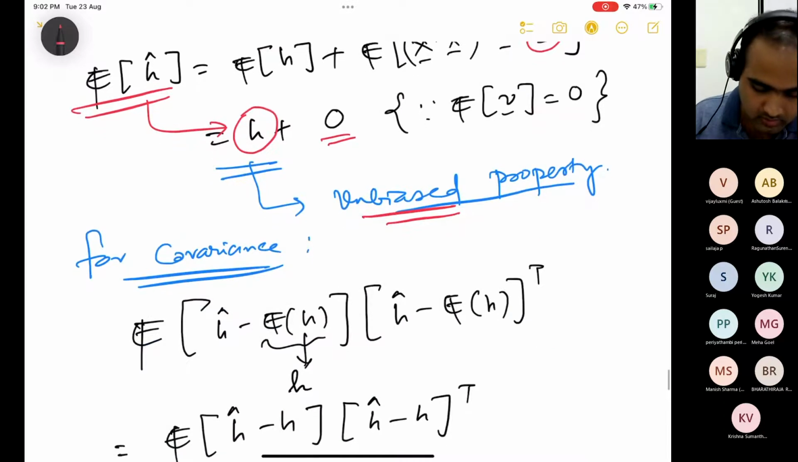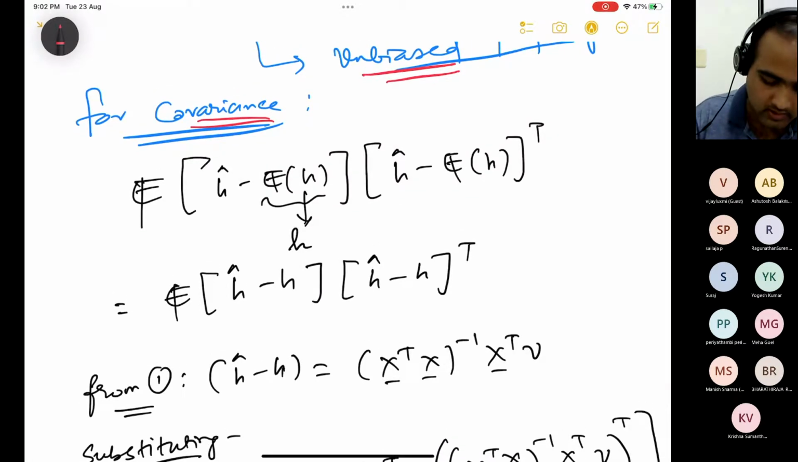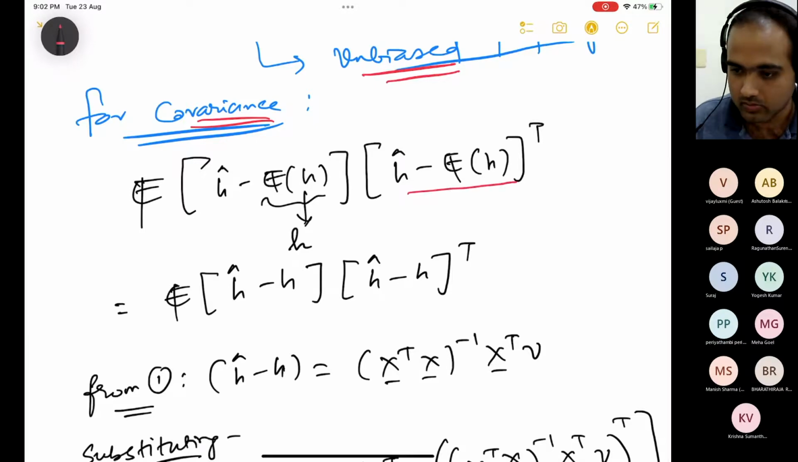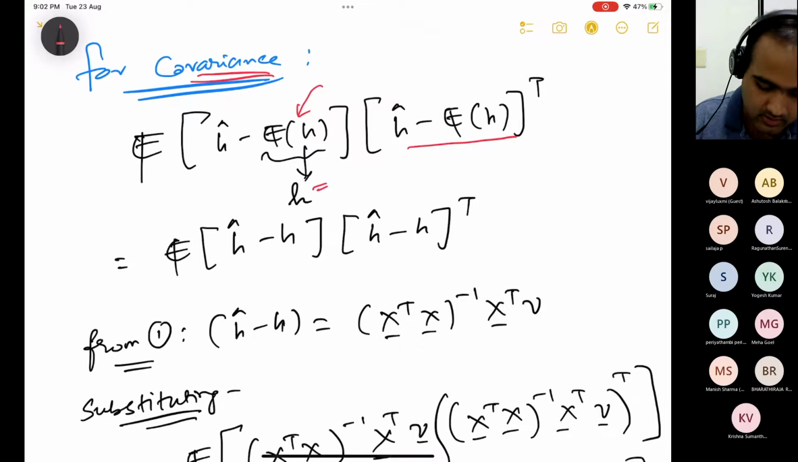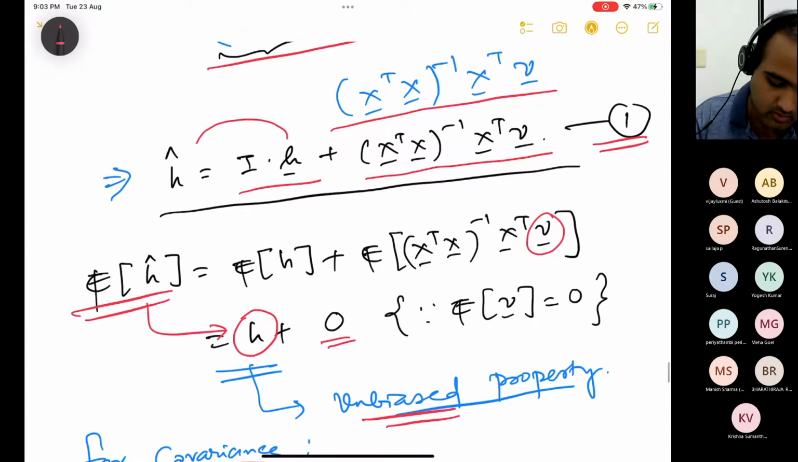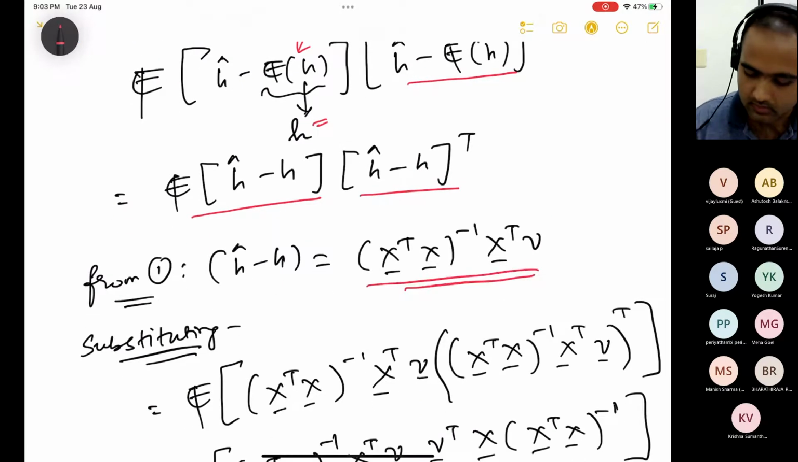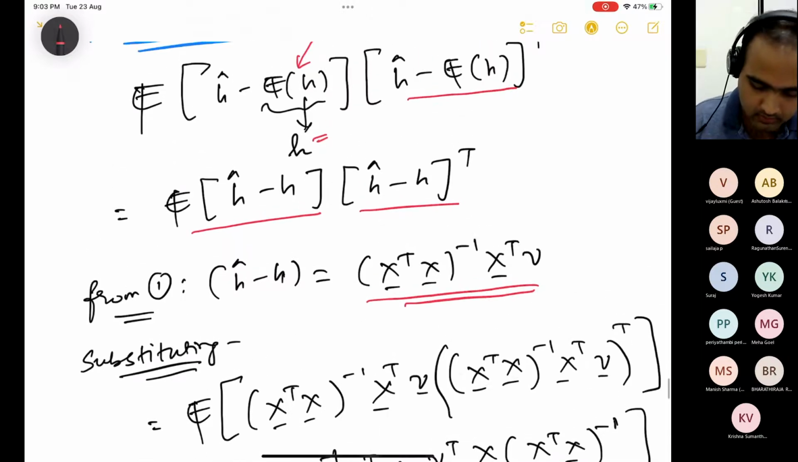Similarly for the covariance part, how will you compute the covariance? It is the expectation of h hat minus expectation of h hat, times h hat minus expectation of h hat transpose. And the expectation of h hat is h itself. So we get the expectation of h hat minus h times h hat minus h transpose. From this equation, if you take h to the left hand side, h hat minus h will be this term, x transpose x inverse x transpose v. We are going to substitute this term here to compute the covariance.